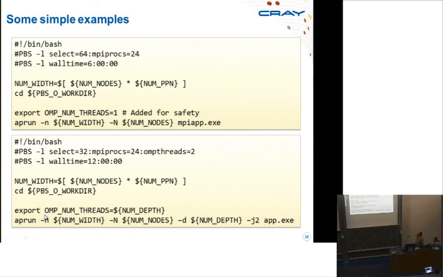So you might calculate the width by multiplying out the number of nodes by the number of processes per node. Go into your working directory, similarly as you always would, so you know you're in the right context. Set the OMP_NUM_THREADS to 1 just to make sure you know exactly what it's set to, and then do the aprun.